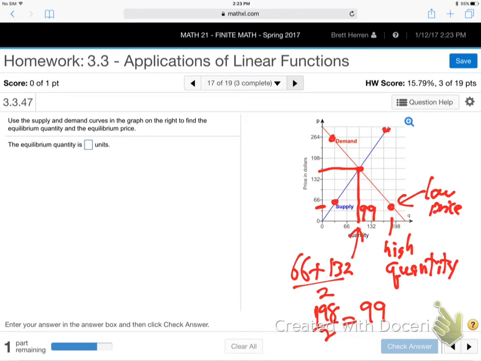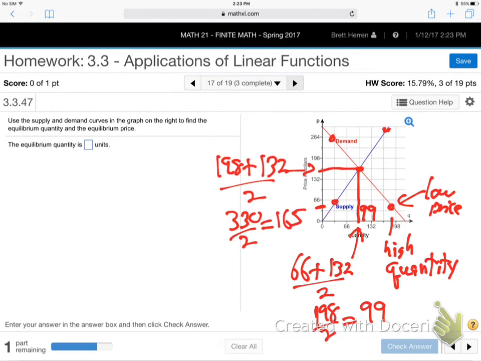And what's the y value? Is that what it is? 198 plus 132 divided by 2. It's right there. So what's that? 330 over 2, 165. Right, 165.